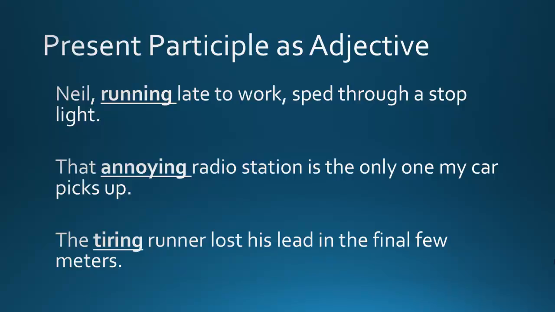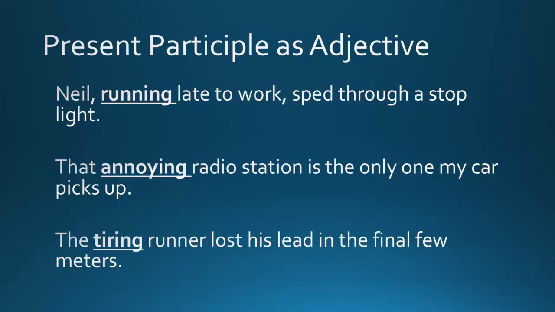So we have the present participle, which is the main verb form, run, plus ing. Running is a little bit irregular. We have to double the last consonant, so we have running. And here it's acting as an adjective, okay? Running late to work is modifying or describing Neil. Okay, so this is acting as an adjective.